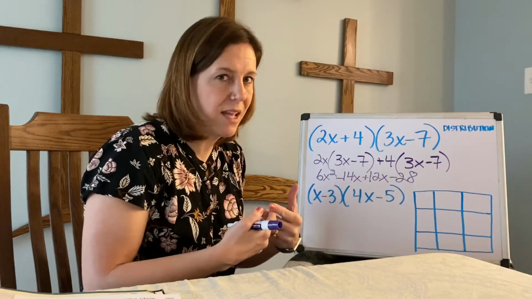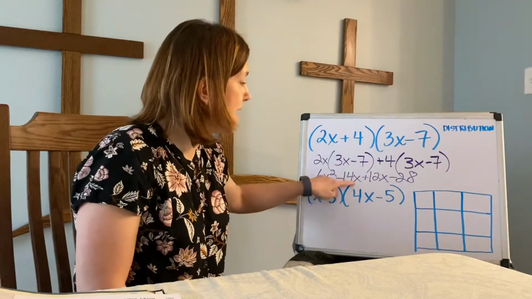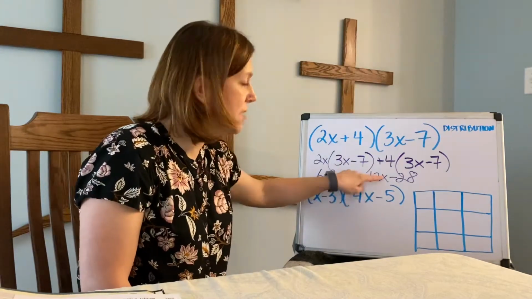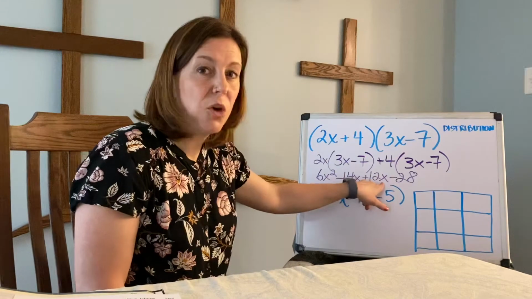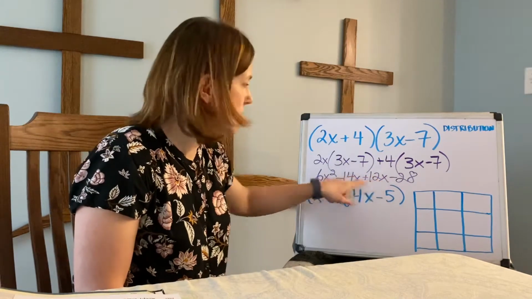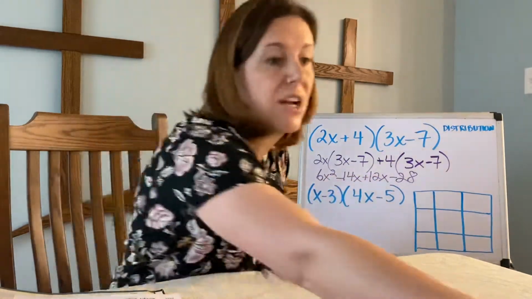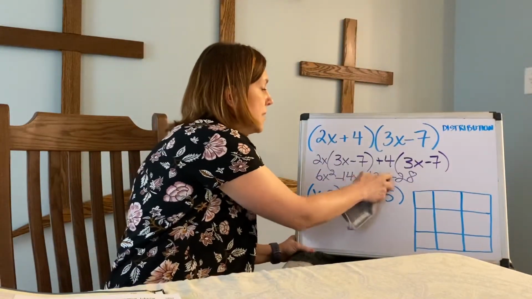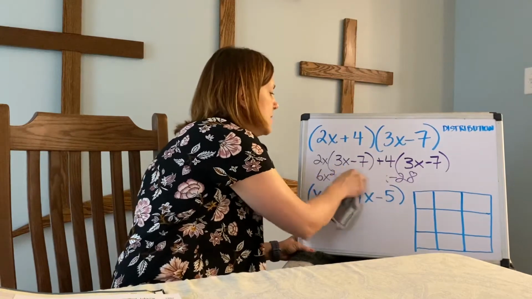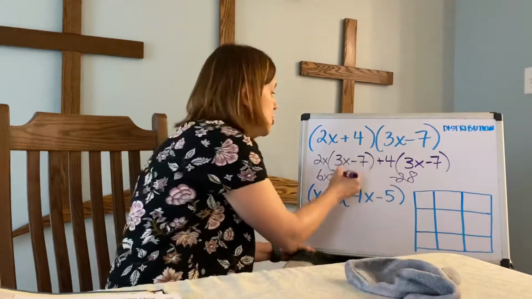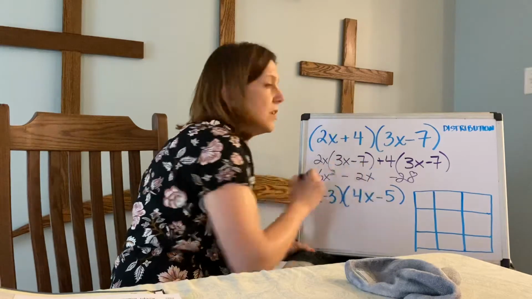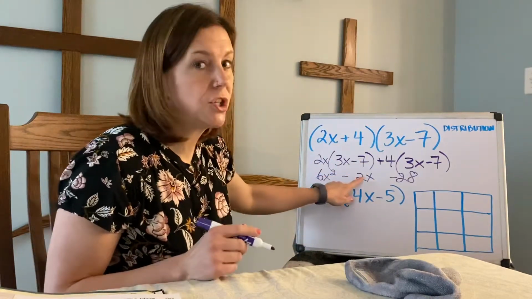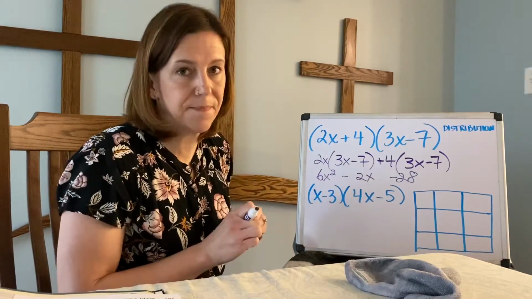If I look at this problem, I notice I have two common terms here. Common terms have the same variable and power. These both have an x, which means I can do the math of the coefficients and combine those. So I'll just erase it since I'm running out of room. Negative 14x plus 12x, when I combine those two common terms, gives me negative 2x. So my answer for this first one is 6x squared minus 2x minus 28.